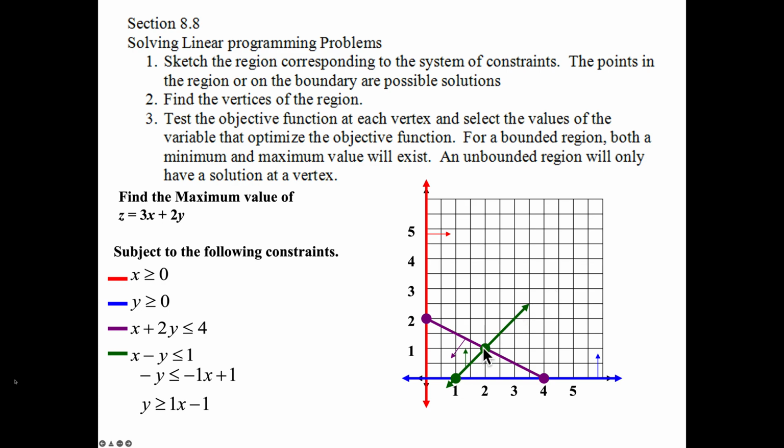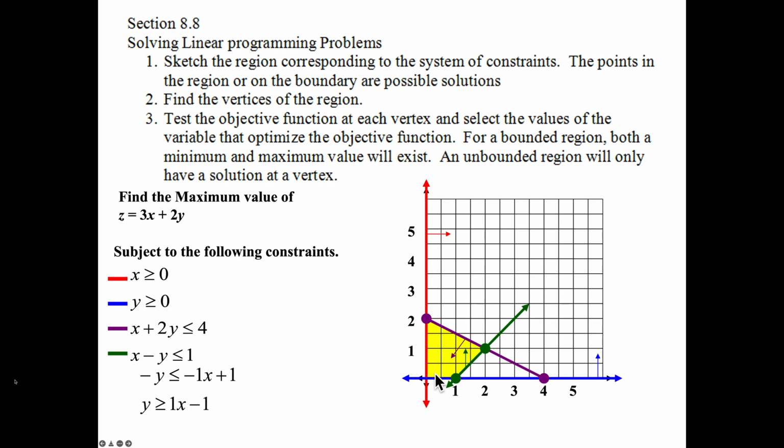I don't have to go very far. It's the origin. If I continue this line down, there's the origin. 0 plus 0 is less than 1. So we shade in the direction of the origin. Or if you solved it for y is greater than, shade above the line. This is my solution region.